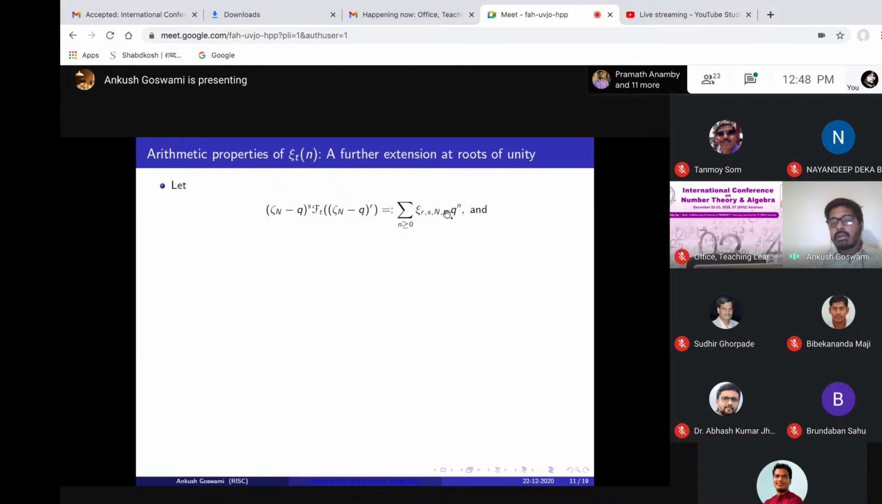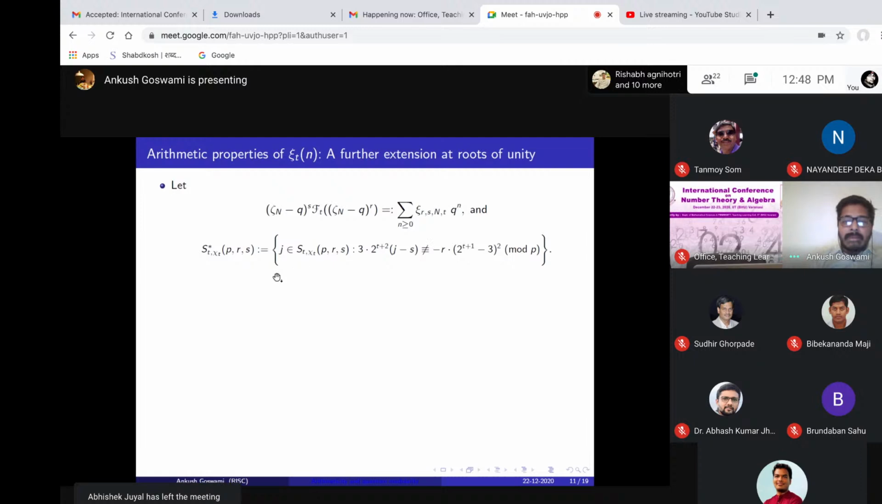And then you define a set S t chi t star. So we already have the set S t chi t p r s defined before. So now I'm considering the set S t chi t star. And this consideration is very natural because if you look at Garvan's paper, so it was actually Garvan. As I said before, sometimes you might not get any congruence if you only consider this set S t chi t, but you might end up getting some congruences if you consider this set S t chi t star. So it is the main reason why I considered the set S t chi t star.